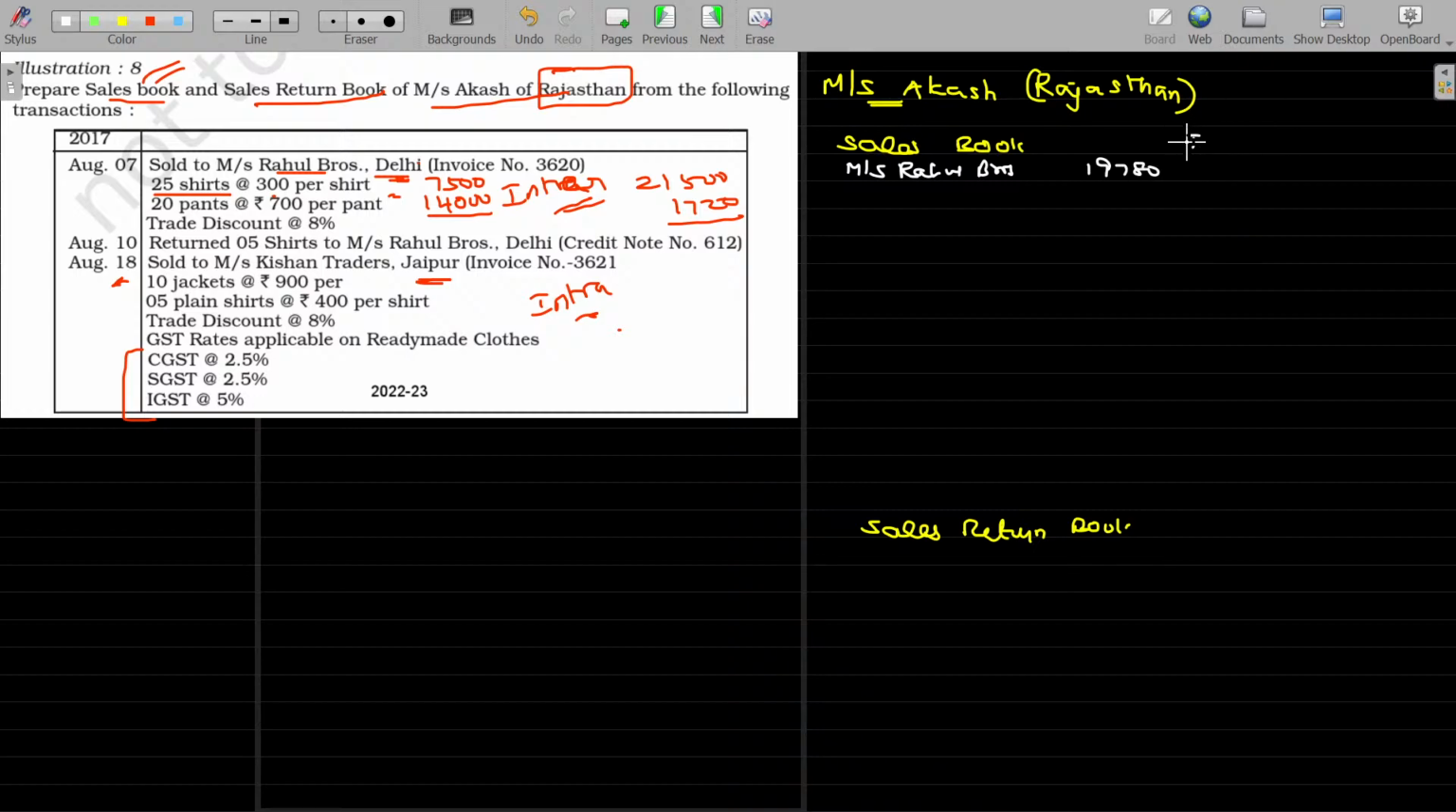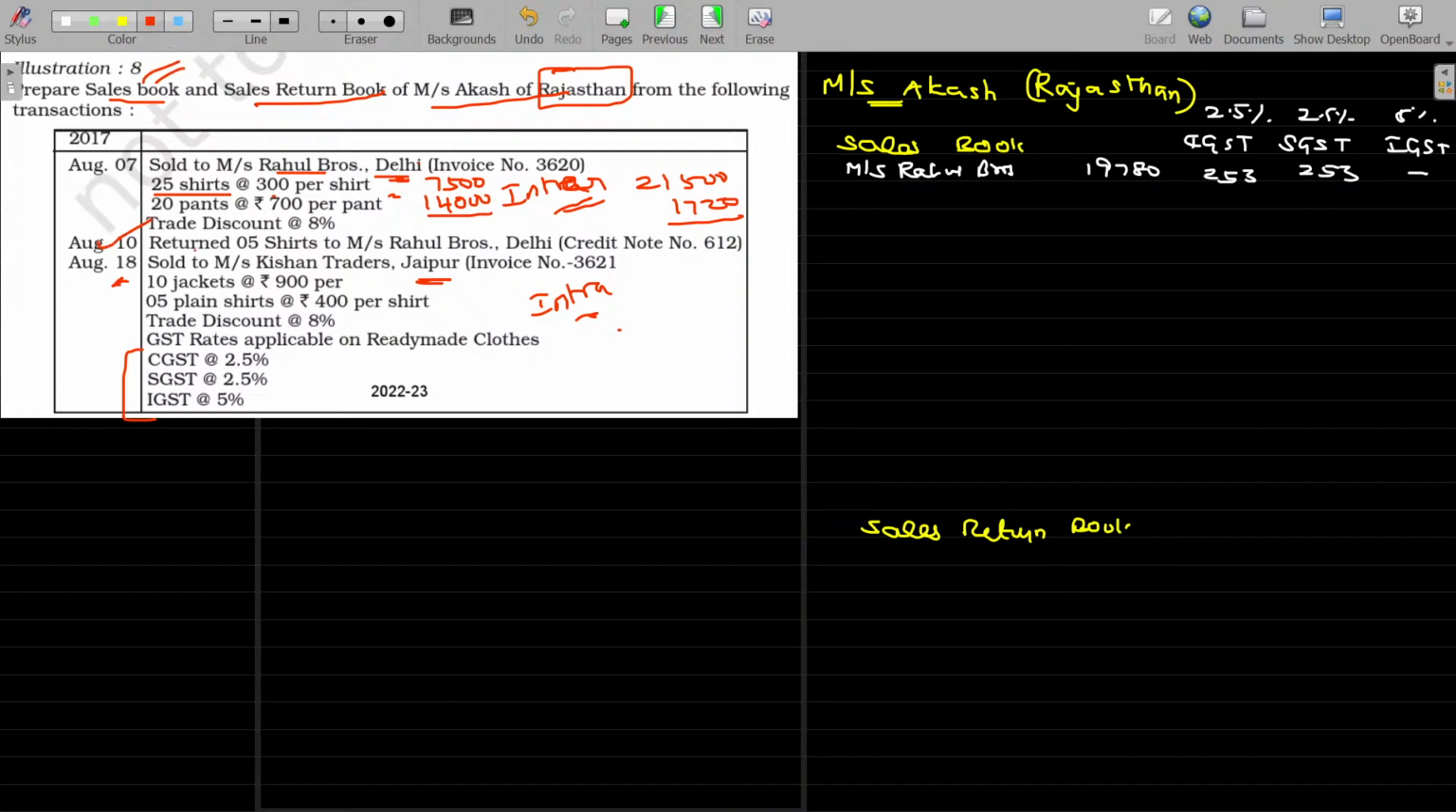And CGST, SGST and IGST. The rates being 2.5% only. So CGST and SGST being 2.5%, IGST should be summation of these two, 5%. Okay, 5%. So on 19,780, 2.5% being 253 for CGST, another 253 for SGST.